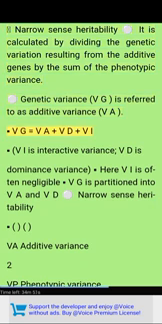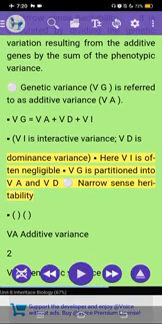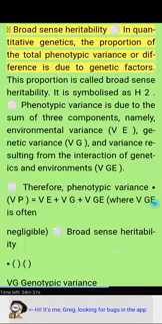VG equals VA plus VD plus VI. VI is interactive variance. VD is dominance variance. Here VI is often negligible. VG is partitioned into VA and VD. Narrow sense heritability says nothing about the absolute value of a characteristic or about the underlying genotypes that produce these differences. Types of heritability.